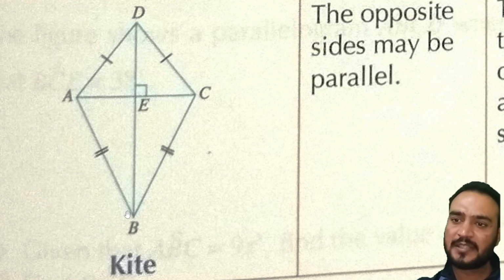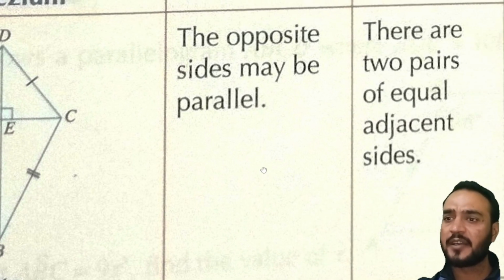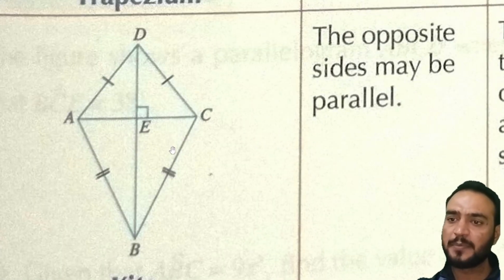Of the diagonals, one is the greater diagonal and another one is the shorter one, that is AC. Both diagonals intersect at point E at an angle of 90 degrees. So this is a kite. Opposite sides may be parallel. It means that AD can be parallel to the line BC and AB can be parallel to the line CD, but not in general. In a particular case, the opposite lines can be parallel, but not always.